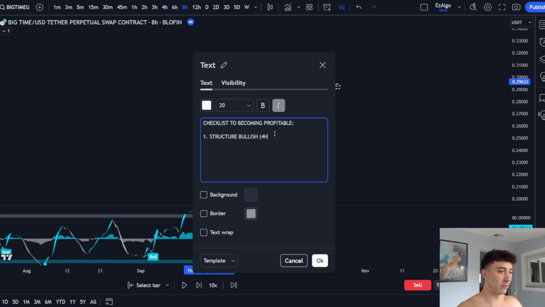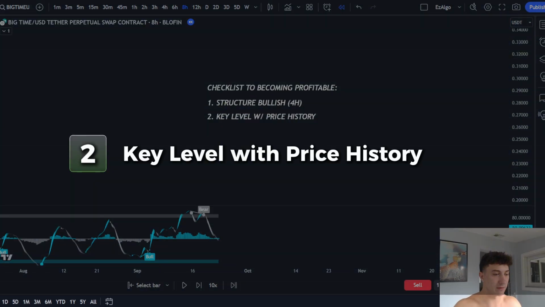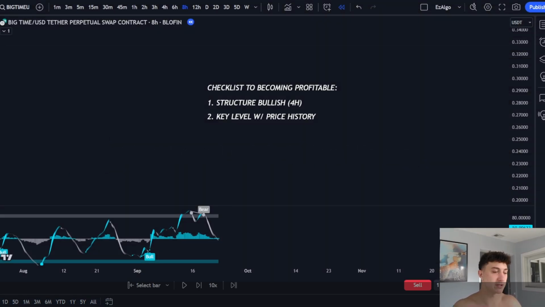And in parentheses, I'll put 4-hour time frame, anywhere from the 4-hour to the daily. But again, you're just looking at what structure is doing. Okay, number 2 on the checklist, find a key level with price history. Now it's very important that when you're looking for horizontal levels, support and resistance levels, you're finding levels with price history. This is an area that has been respected well in the past.